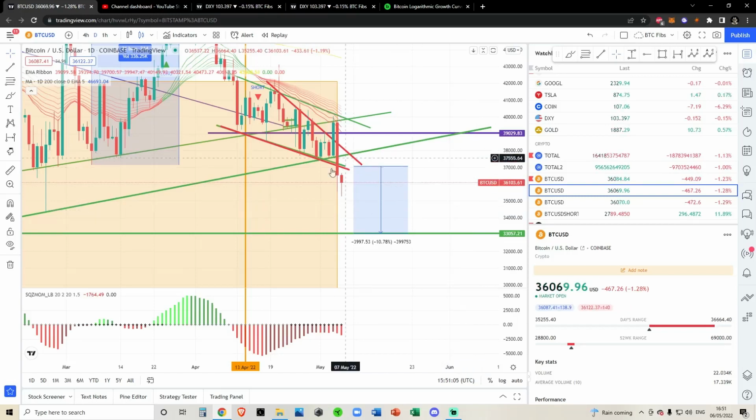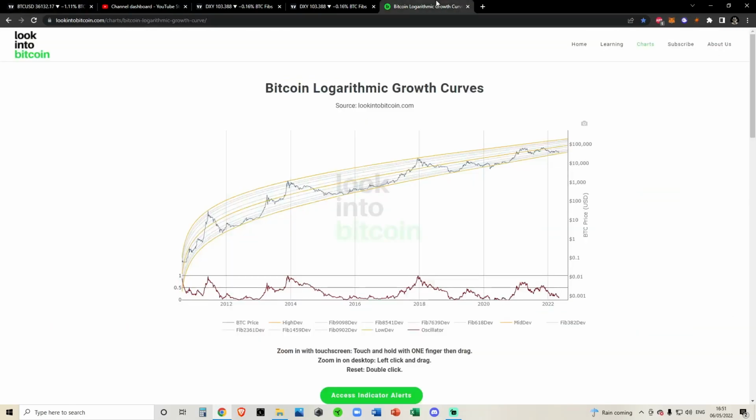Now, what is so important about this $36,000 level that we're at right now? Let's jump right into the video. Well, if we look at the Bitcoin logarithmic growth curves, you'll notice there is a plethora of trend lines all over this chart. And what does this mean? Why do we use the Bitcoin logarithmic growth curves?